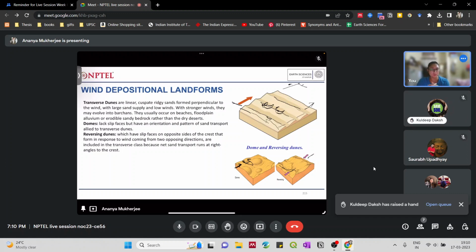The sand transport is going to be in the direction of the wind for transverse dunes, but they create these linear kind of features. Even longitudinal is going to be linear in nature, but the wind direction and the transport is a bit different from the transverse dunes. I'll come to that in the coming slide. So that is one correction. The sand transport is a right angle to the crest. This is your crest, and the sand transport is perpendicular to the crest. Just keep this in mind.